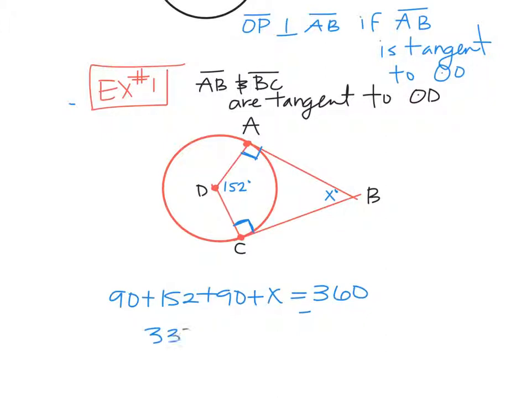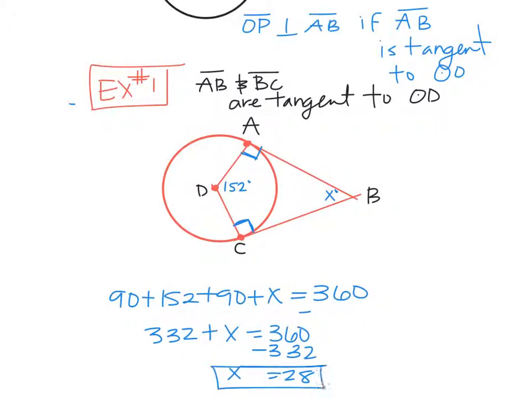So this is 332 plus x would have to equal 360. So if you take that 332 away, then you get 28 for your x. Okay, so if it's a quadrilateral, a quadrilateral is always going to add up to 360. Questions on that? You just have to make sure they're not going to tell you this. They're not going to tell you that.